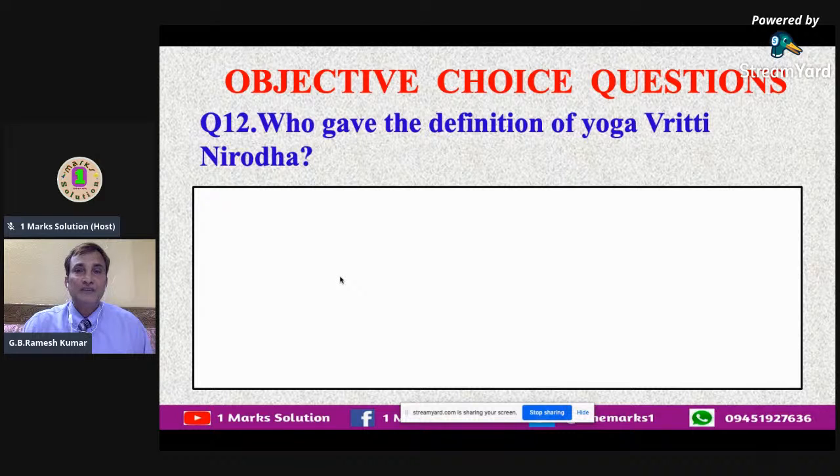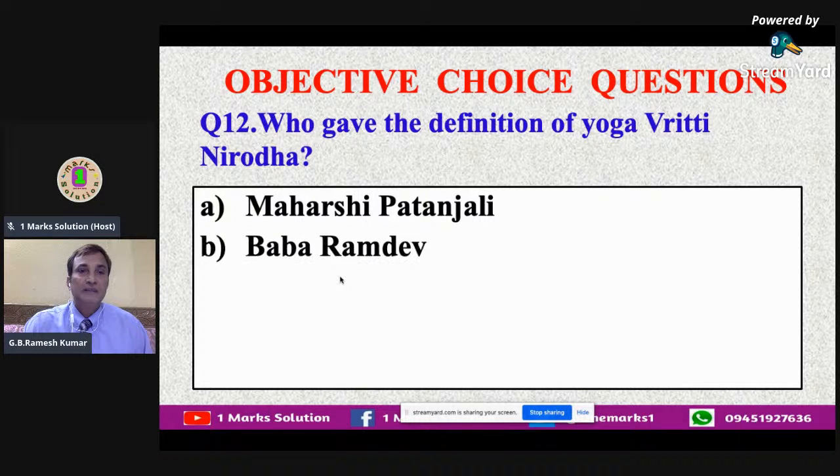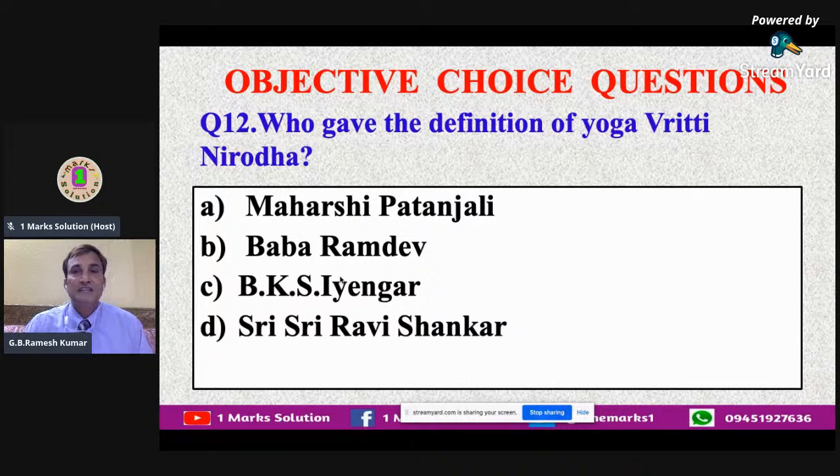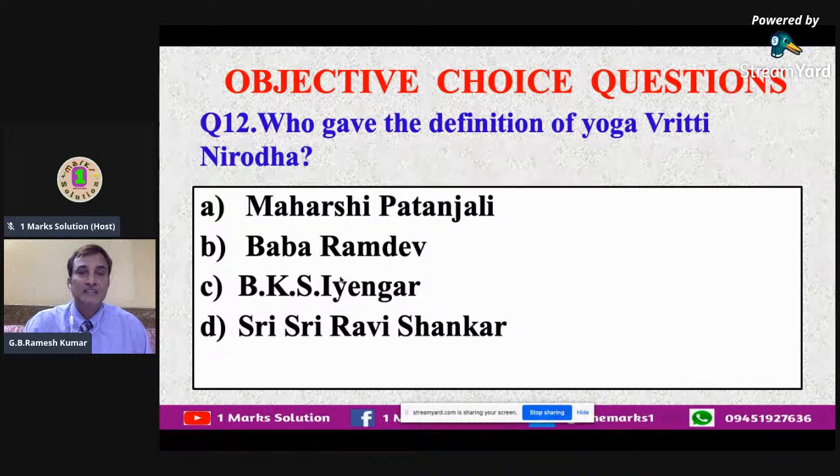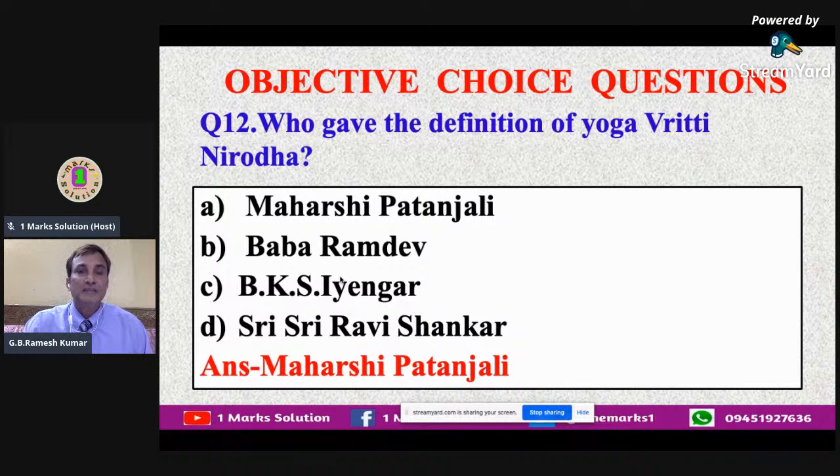Who gave the definition of yoga, Vritti Nirodha? Maharshi Patanjali, Baba Ramdev, BKS Iyengar, or Sri Ravi Shankar. See, this is what Vritti Nirodha is. A few lines we took from the Chitta Vritta Nirodha Thada Drishta Swaroopena Sthanam are about meditation or concentration. So the answer is not Ramdev Baba, BKS Iyengar, or Sri Ravi Shankar. The answer is Maharshi Patanjali.